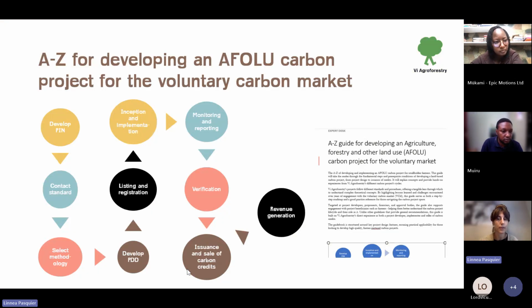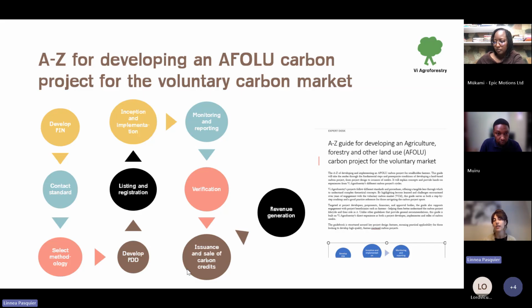This is also an illustration that comes from the actual guidebook. The title of the guidebook is A to Z for developing an AFLU carbon project for the voluntary carbon market. And what you need to know is AFLU is agriculture, forestry, and other land use. So within the carbon market, there are various sectors. There's energy, waste, water, but our niche is the land-based. So that's what we have focalized on.